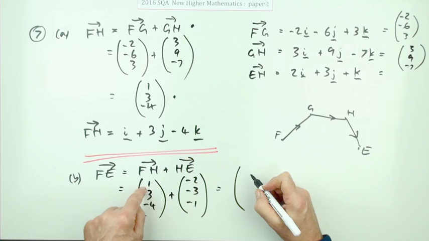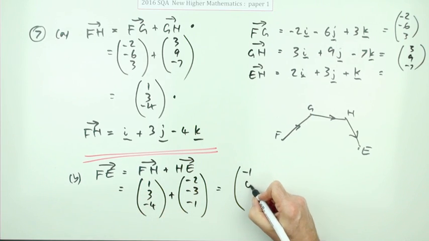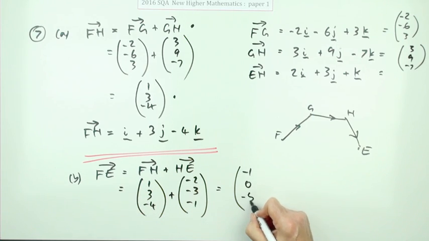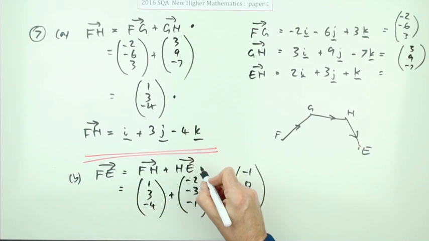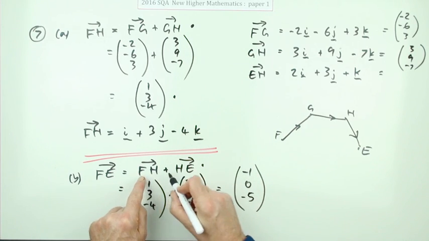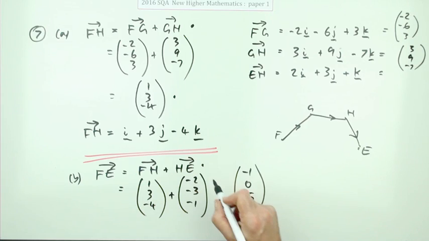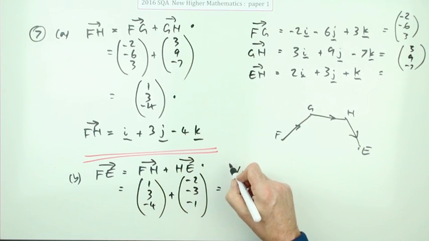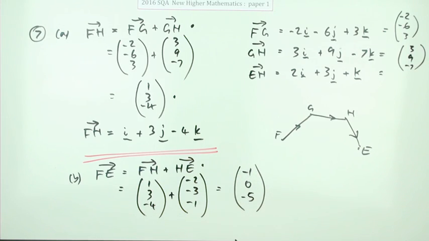And that gives you 1 take away 2 is -1, that's 0, and that comes to -5. So 1 mark, same as before for identifying the pathway, either writing FH plus HE or FH minus EH, and 1 for the answer, which they accept in the column vector form.